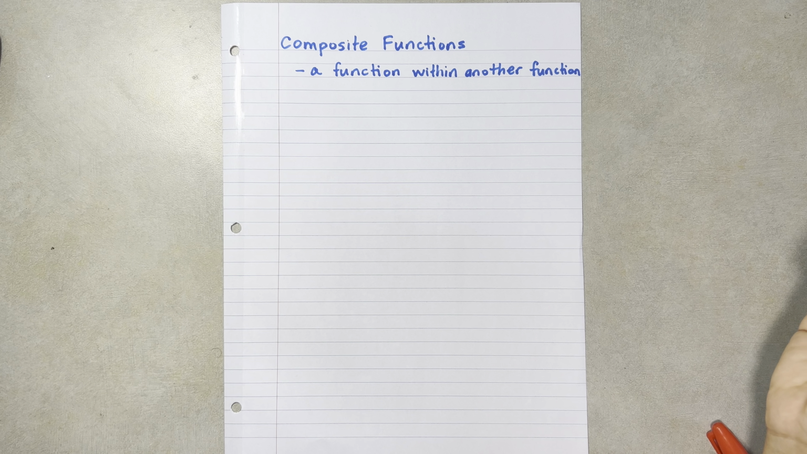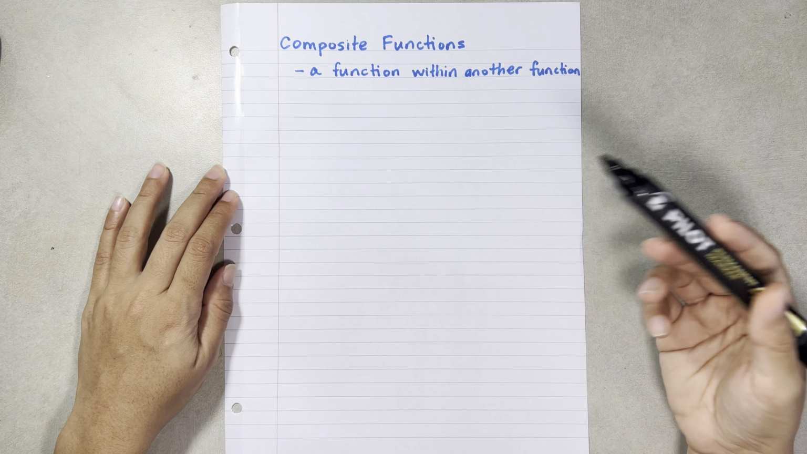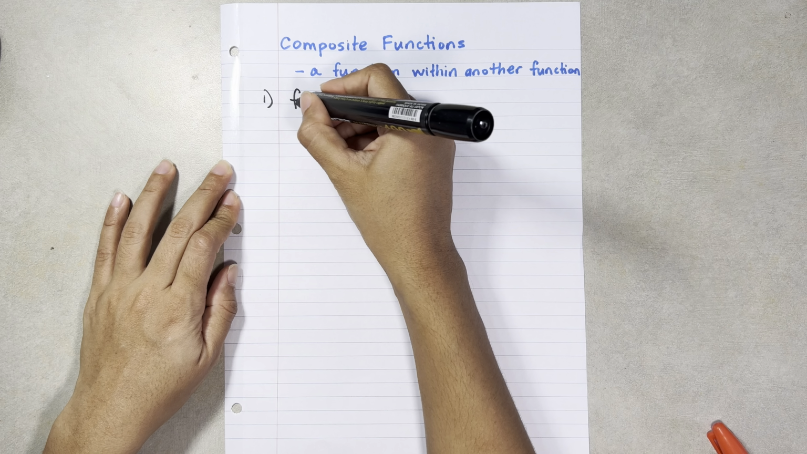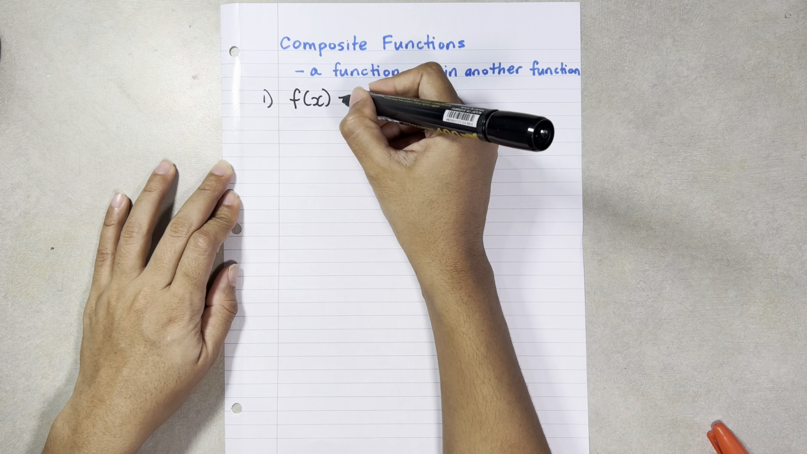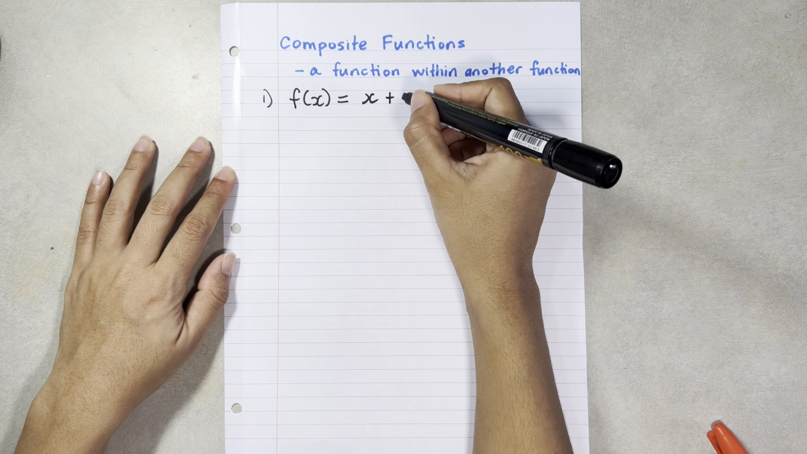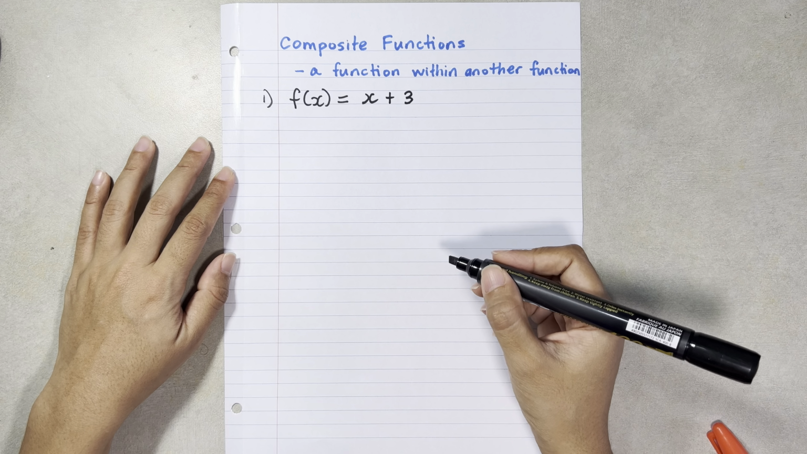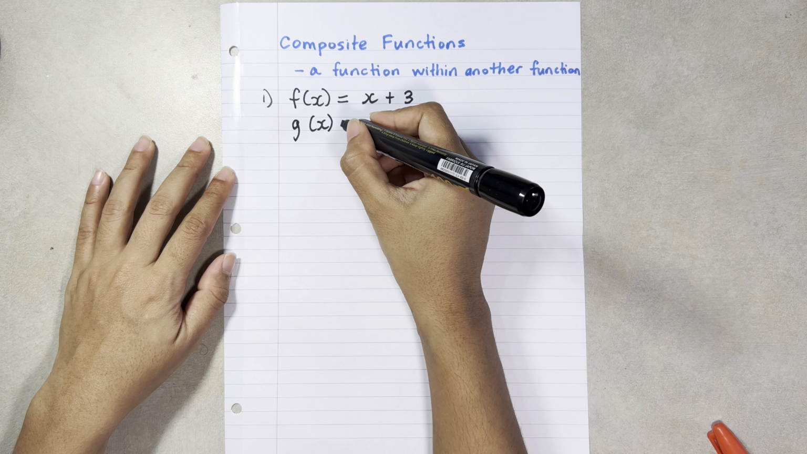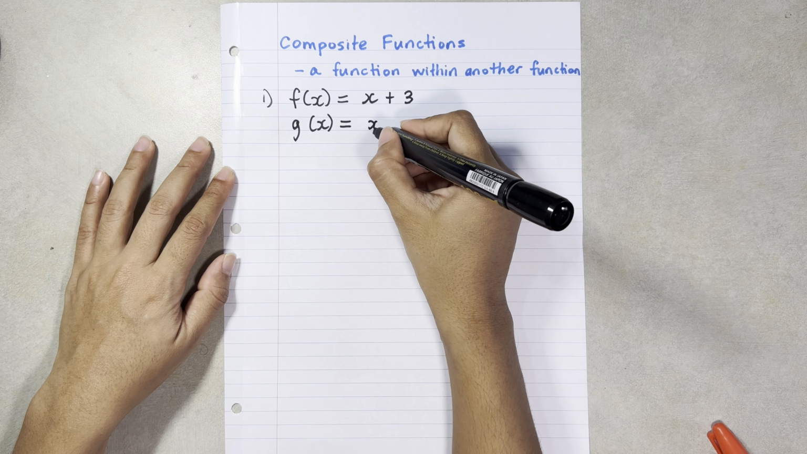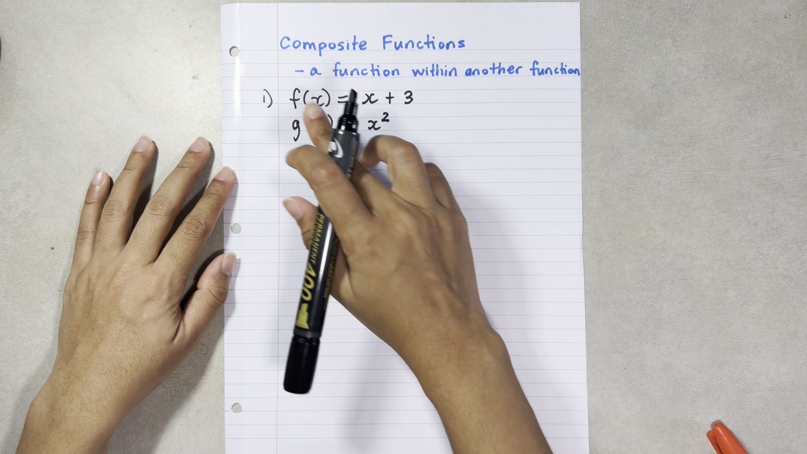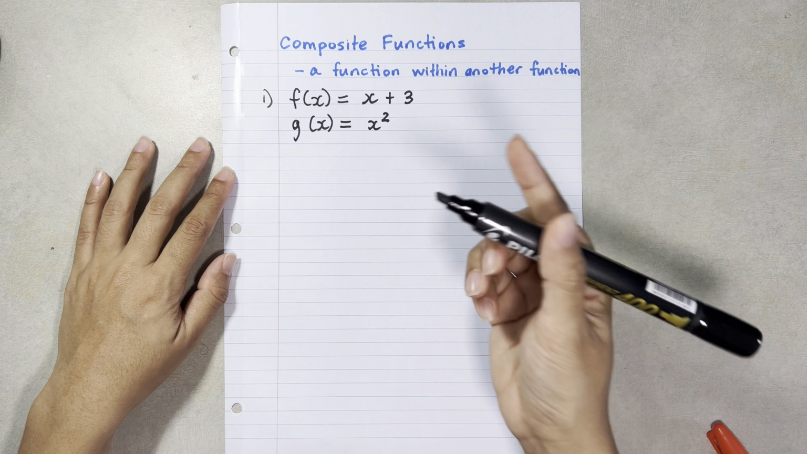Let's look at composite functions. Composite functions, we say, is a function within another function. So, for example, say I have a function f of x is equal to x plus 3, right? And let's say I have another function g of x, and g of x is equal to x squared, right?